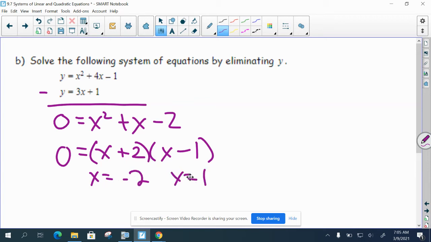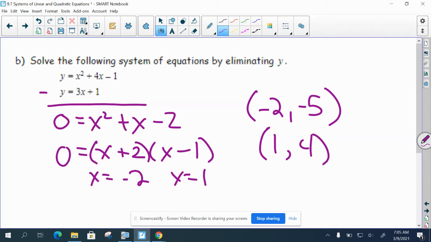And then we plug negative 2 and 1 back in for x into the linear equation. So 3 times negative 2 is negative 6, plus 1 is negative 5. So we would have negative 2 comma negative 5. If you plug 1 in, you get 3 plus 1, which is 4. So 1 comma 4.